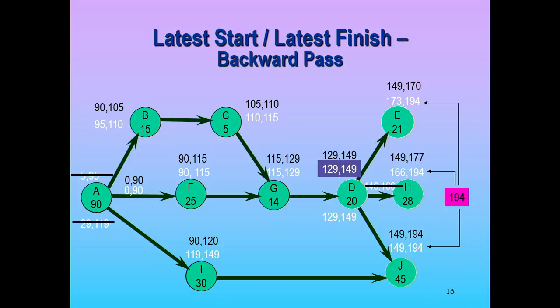You know what we call that path in the project? Some of you might have heard this. Critical path. It's called the critical path. Every project has what we call a critical path. It is the longest path through the network. It is the path of activities that have 0 slack. And if we sum up 90, 25, 14, 20, and 45, some of you may have done that in your head, guess what those activities sum to? 194.